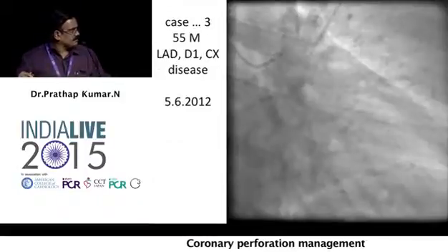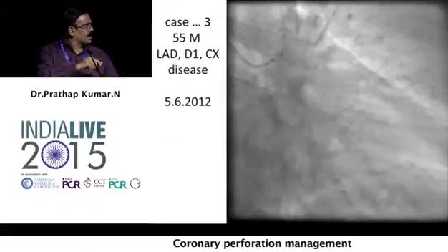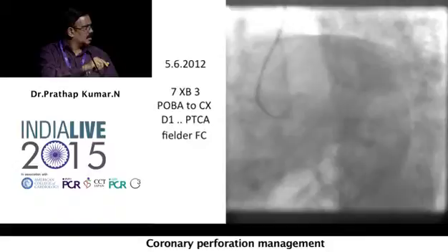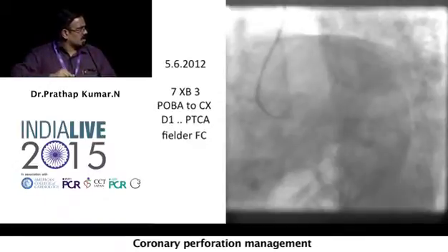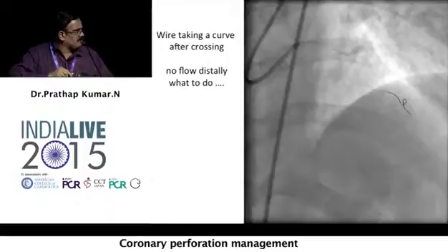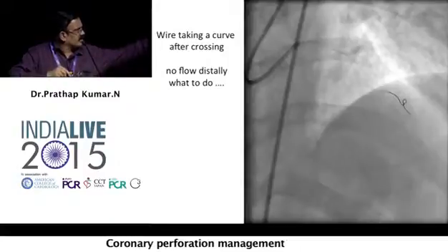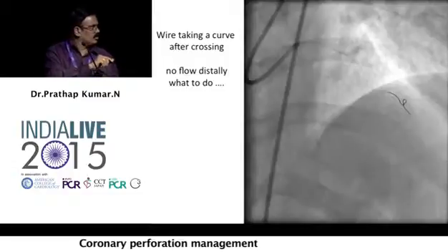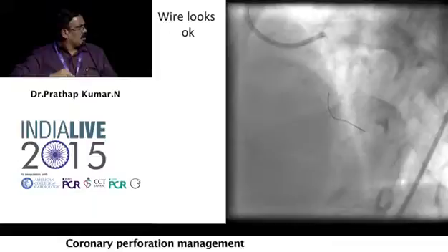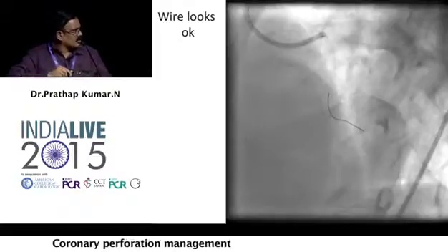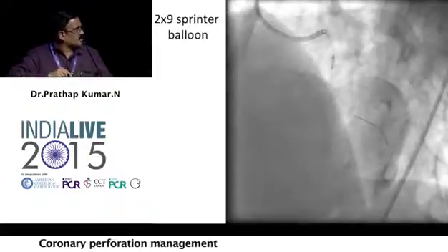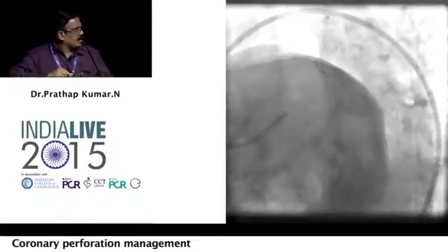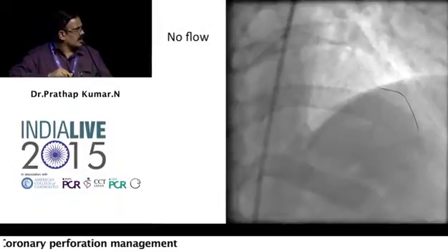This is another case. LAD, diagonal, circumflex disease, you can see. A simple wire actually provided to the circumflex and D1 and PTCA. The wire is taking a curve like that, and after closing there is no flow distally. What to do? The wire looks okay. With the wire looking okay, what I did is a balloon inflation with a 2 into 9 millimeter balloon. Flow came, one more dilatation, after that no flow.